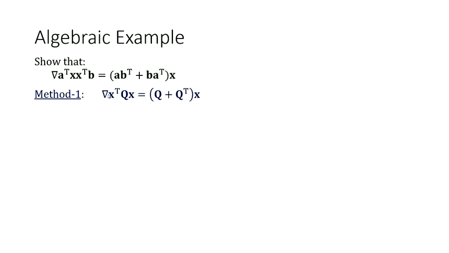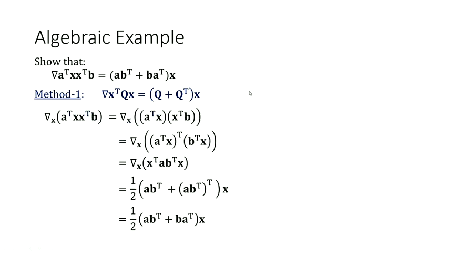Method 1, we'll use this expression: the derivative of x transpose Qx is Q plus Q transpose times x. Before I take the derivative, I apply the associative property, so I can take the products any way I like. A transpose x I group into one, and x transpose b I group into the other. Now note that both A transpose x and x transpose b are scalars.